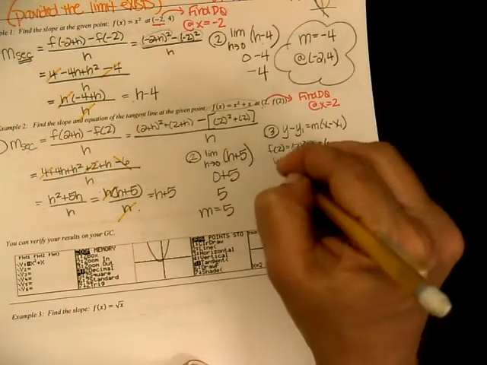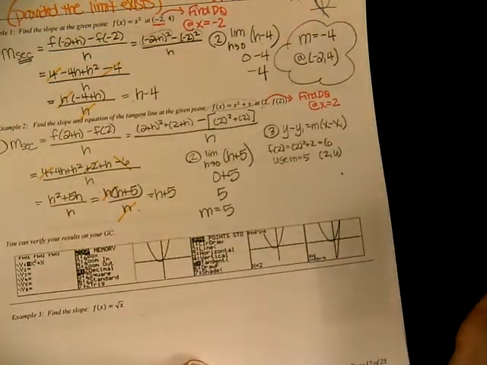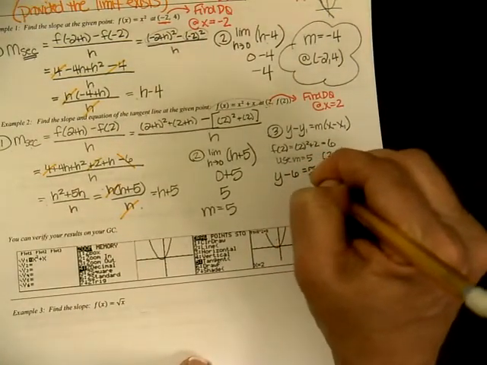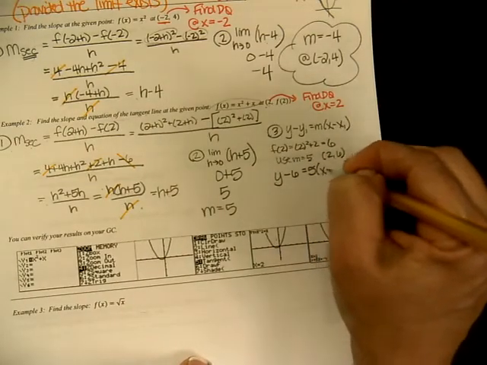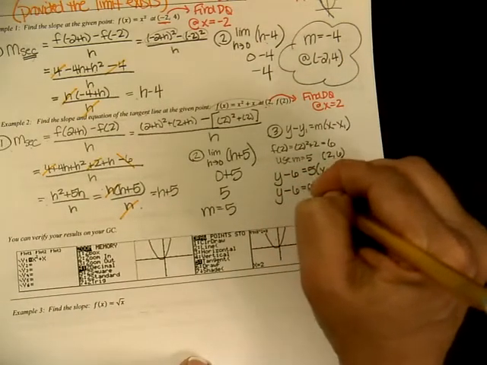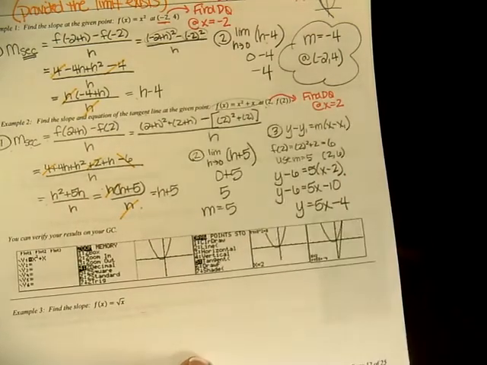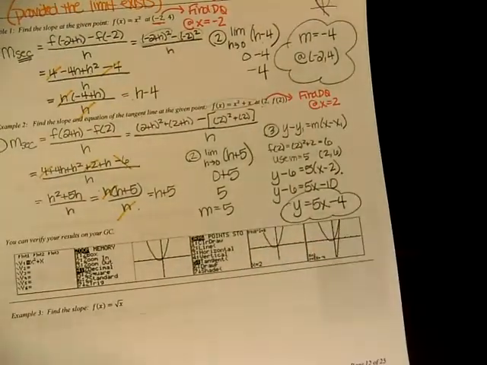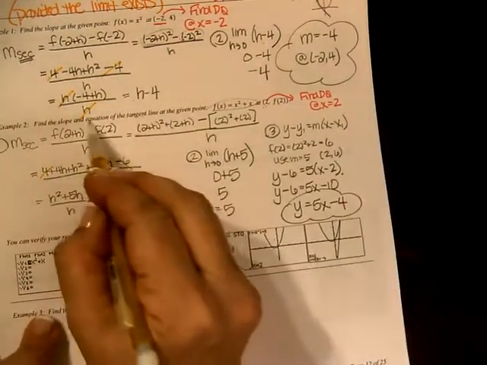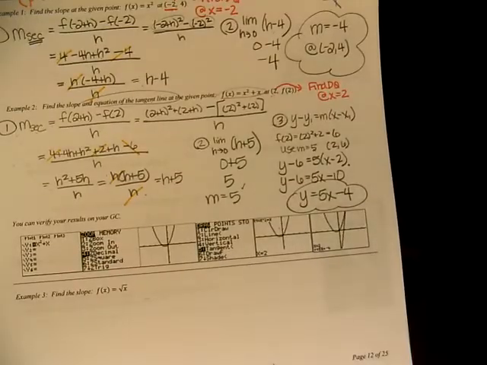So basically we're going to use the slope of 5 and then the point (2, 6) and then write our equation. So we'd have y minus 6 equals our slope of the tangent line m times the quantity x minus 2, and then we can distribute and isolate y, and then we end up with y equals 5x minus 4. So that's finding the equation of the tangent line. So we use the slope and then use that slope to do the same thing on the tangent line.